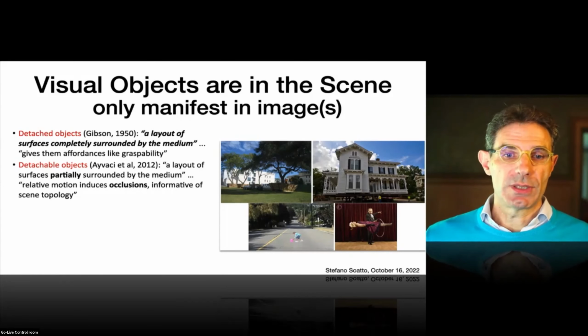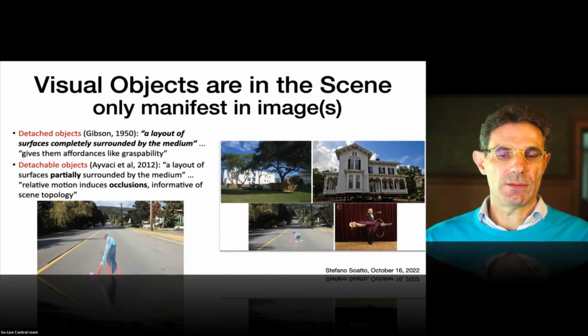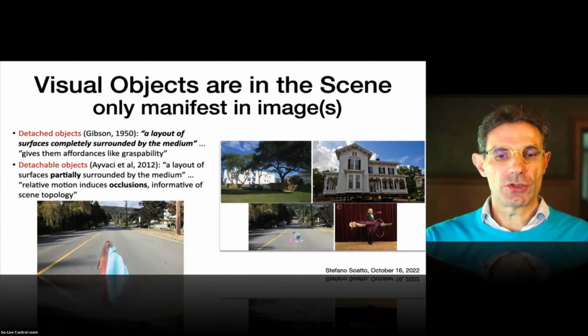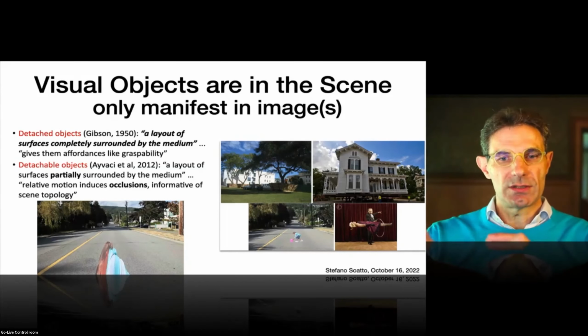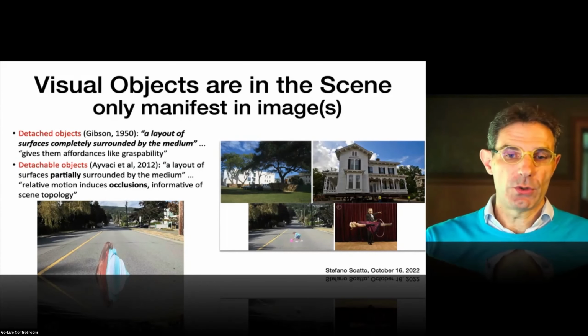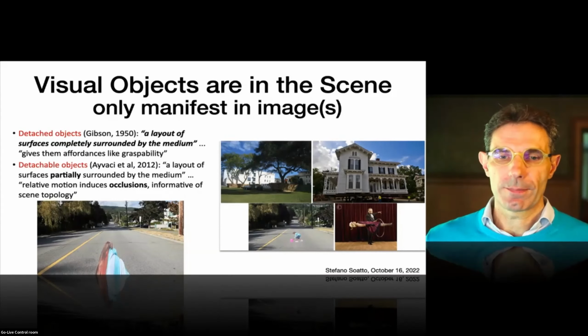And that is relevant because relative motion triggers occlusions, and occlusions are manifest in the image, but they're informative of the topology of the scene. It tells you whether two nearby points in the image are actually neighbors in the scene. And they can be arbitrarily far. You look out the window and one pixel sees the moon, and the nearby pixel sees the window frame, right?